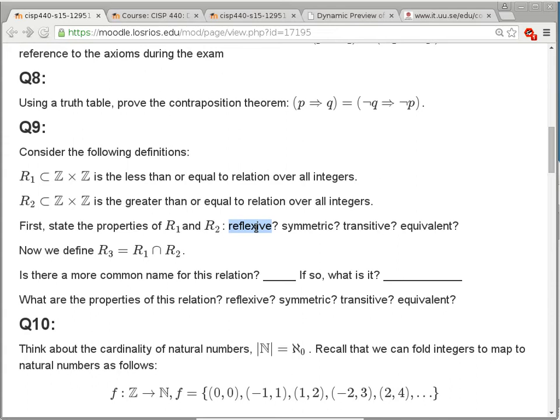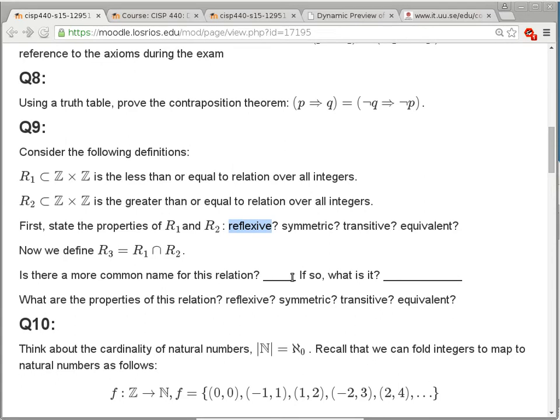So I want to know whether they are reflexive or not, whether they are symmetric or not, and whether they're transitive or not. And once you know these three, you will come to the conclusion of whether they're equivalent or not. Because in order for a relation to be equivalent, it has to be true for all these three to begin with. Okay? All right, so let's see how well you remember what being reflexive is.